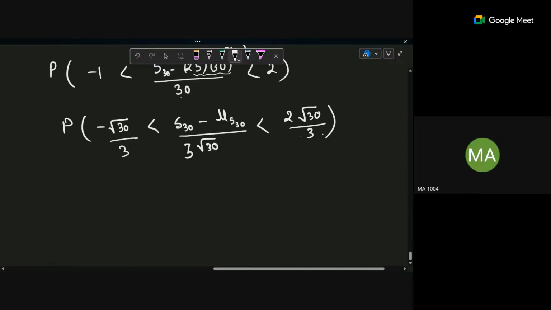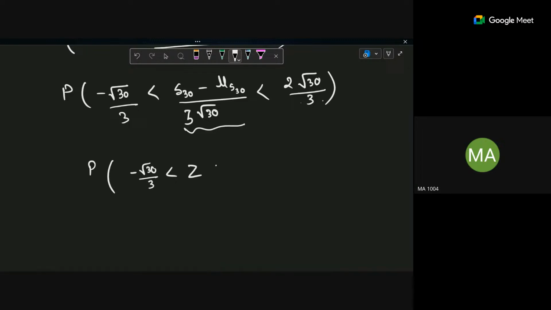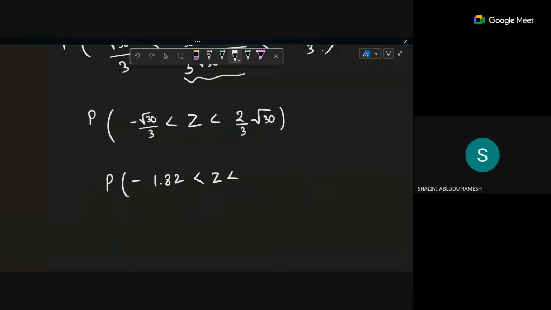Yes. So now this is the probability that our Z is lying between minus square root 30 by 3 to 2 by 3 square root 30. So just calculate these quantities by calculator. You will find what this value is. Minus 1.82, ma'am. Okay, minus 1.82. And what about this one? 3.62.